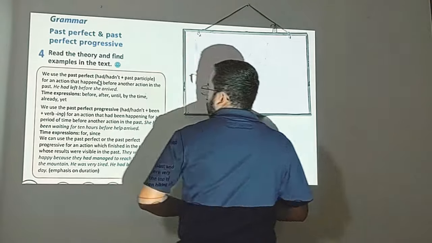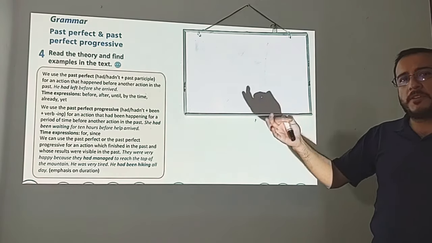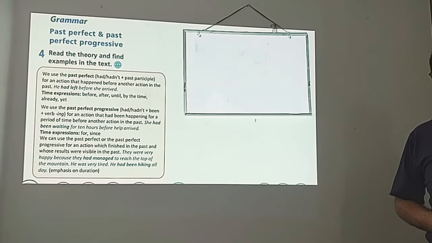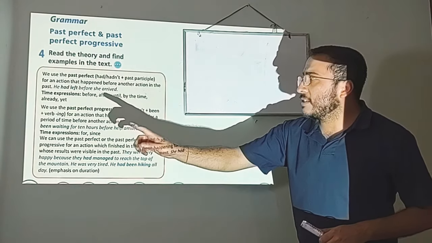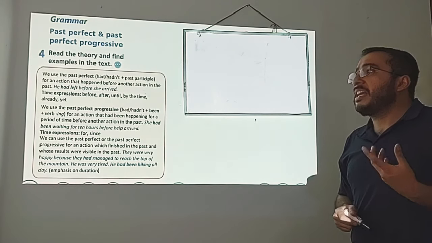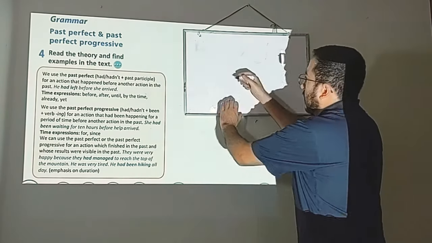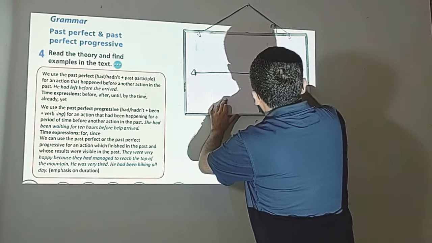So we have the example in blue. It says, well, we use the past perfect for an action that happened before another action in the past. So again, we have two actions, one action in past perfect and the other action in simple past, but we need a connector. Let's transfer this example to this timeline. The example in blue says, he had left before she arrived. In my timeline, let me just draw it.